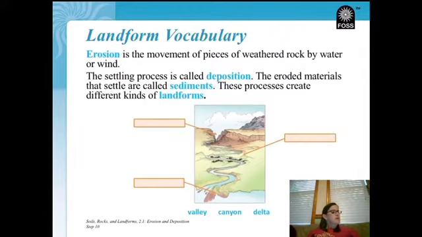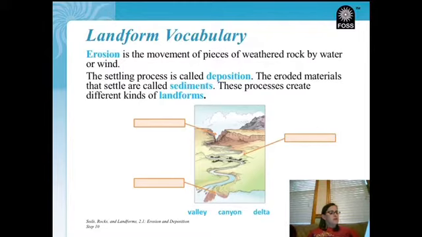So one thing you observed in the stream table is called erosion. Erosion is the movement of pieces of weathered rock by water and wind. Erosion changes the shape of the land. So in your stream table, where you saw the depression in the earth through which the stream of water flowed, we can call that a valley or we can call that a canyon.